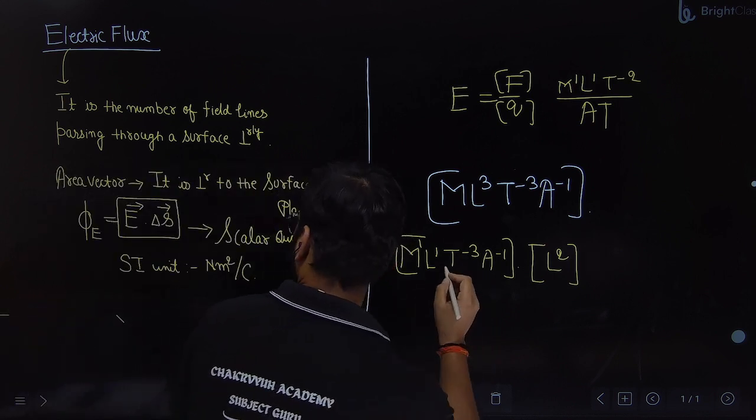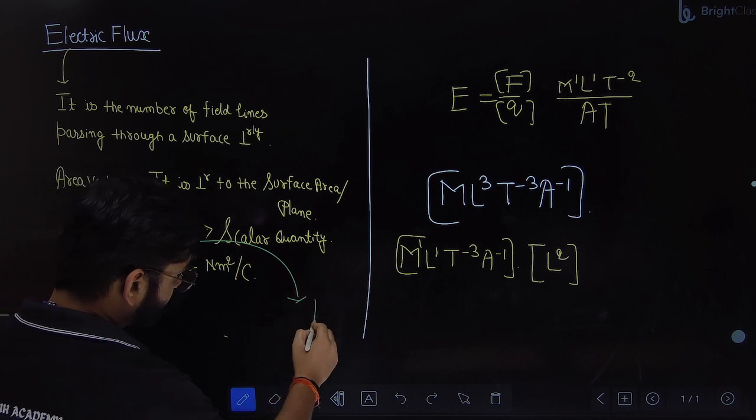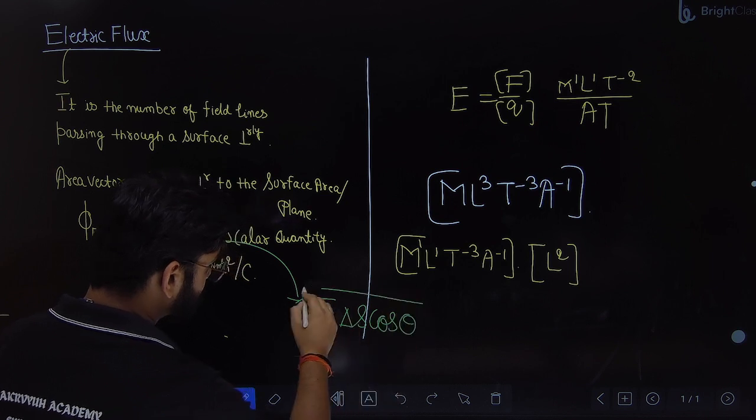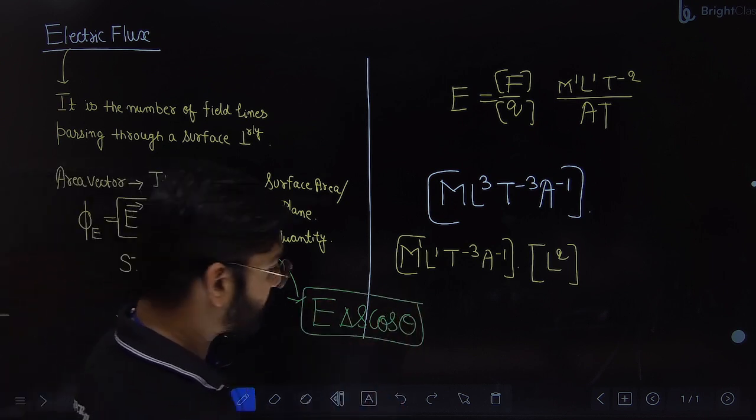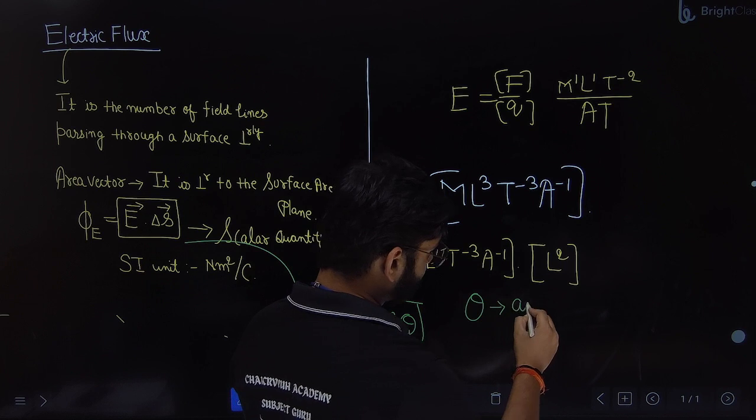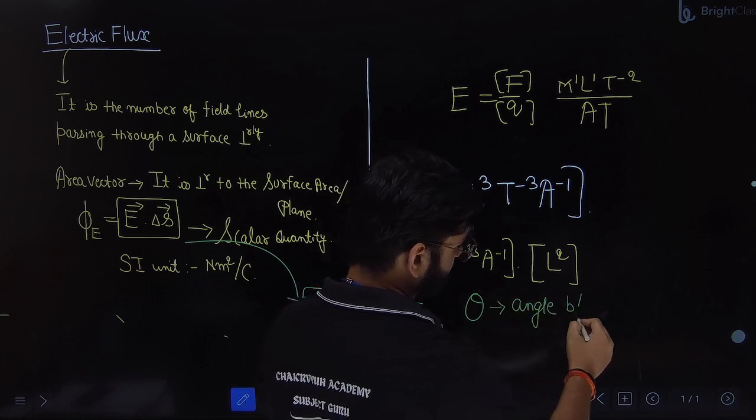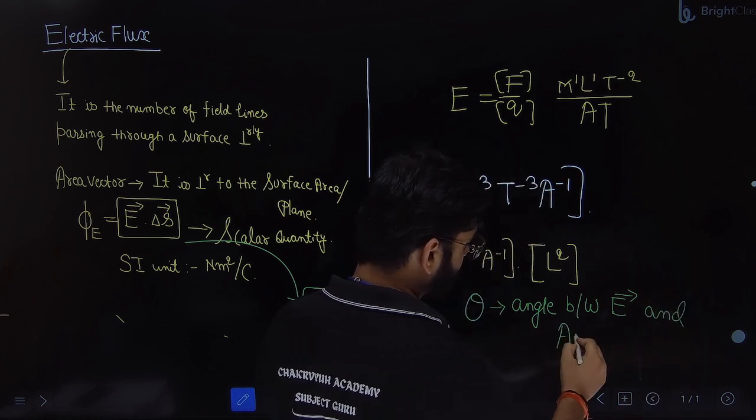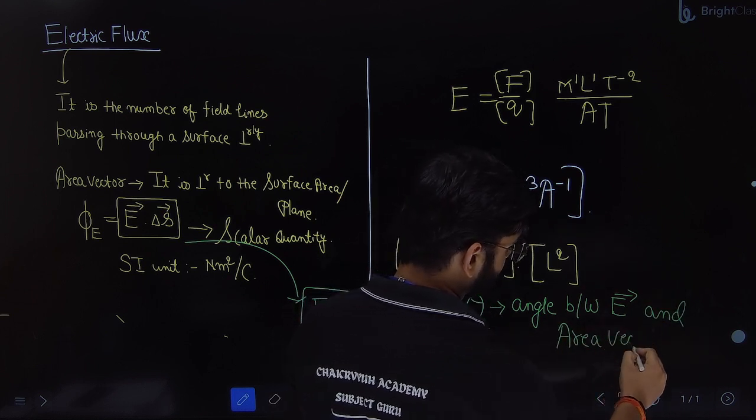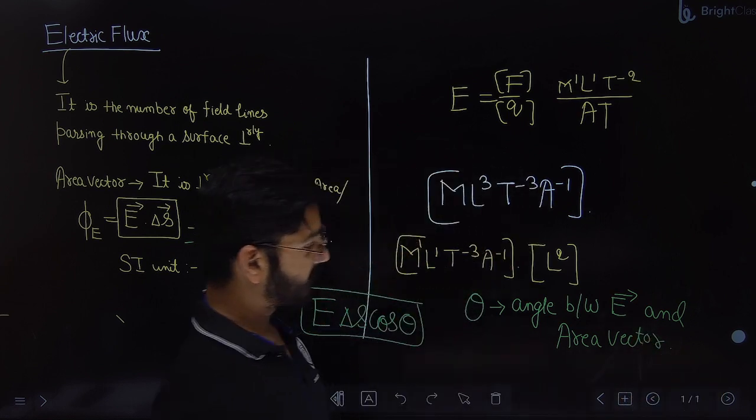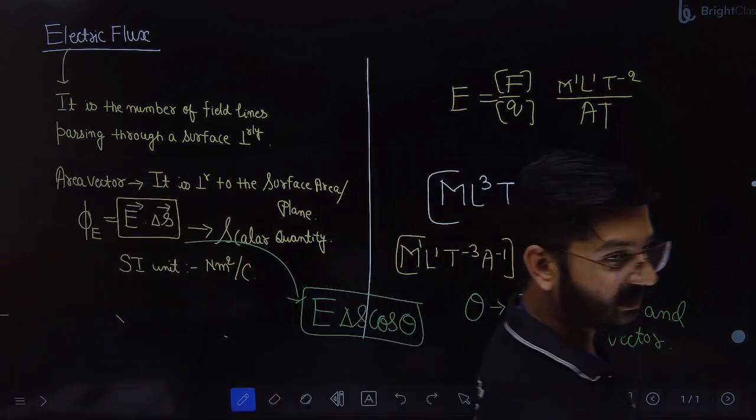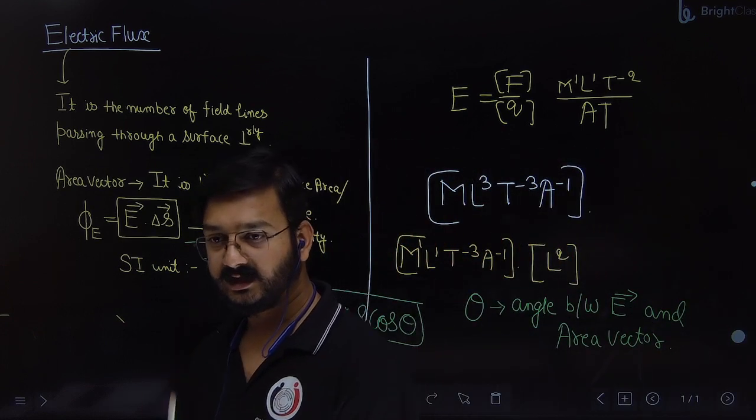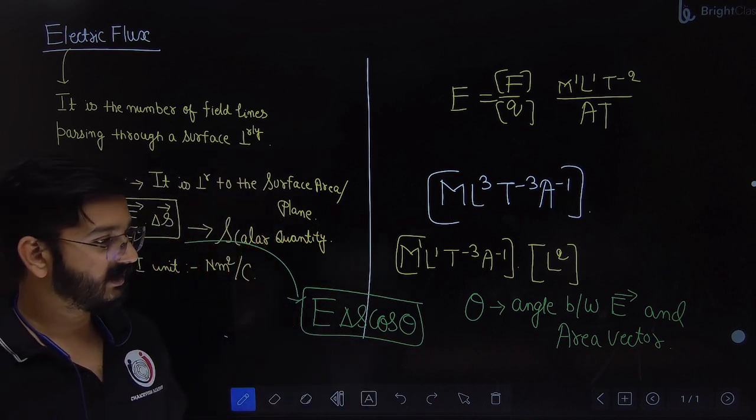So this E dot S can be written as E delta S cos theta. You know that A dot B is AB cos theta, and theta is the angle between electric field vector and area vector. I'm repeating again: theta is not the angle between electric field and area. It is the angle between electric field and area vector.